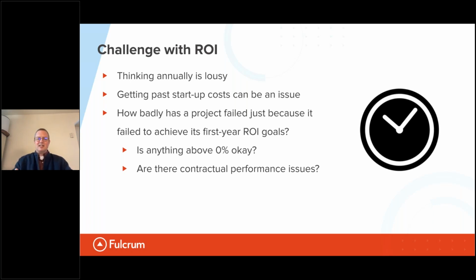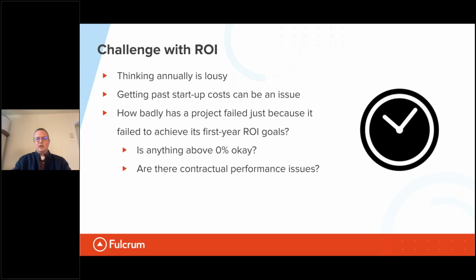Is that okay, that you're just not spending more money than you're getting out of it? I don't know. Are there contractual performance issues where if you don't hit a certain kind of ROI, that means that you're triggering some kind of issue with your vendors? I don't know that either. That's something that you have to decide within your organization and potentially on a project by project basis.